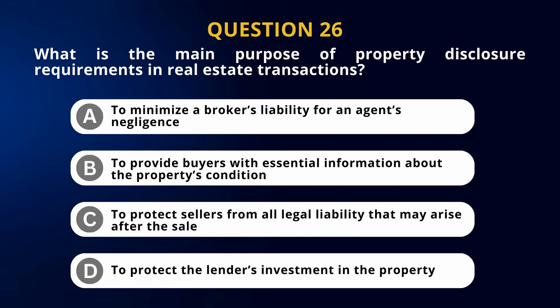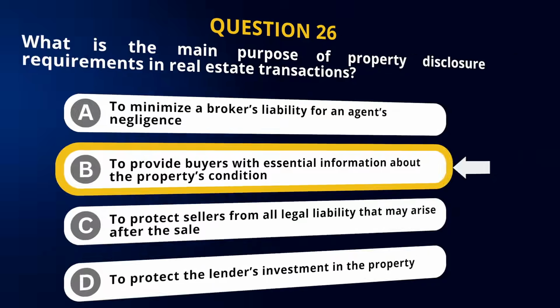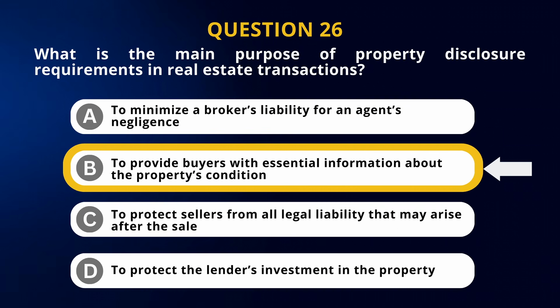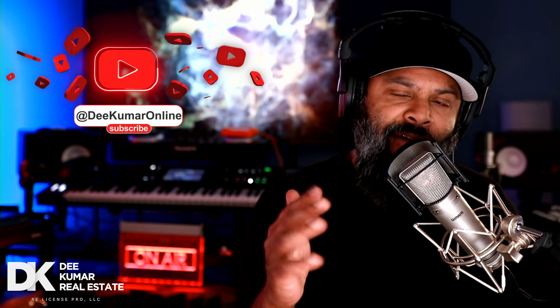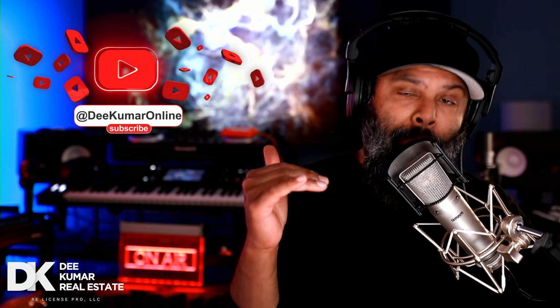And the answer is letter B, to provide buyers with essential information about the property's condition. So the prime directive of property disclosures is to inform the buyer of material facts and/or any potential material defects that need to be disclosed. And that's sort of the fundamentals of what property disclosure is for.